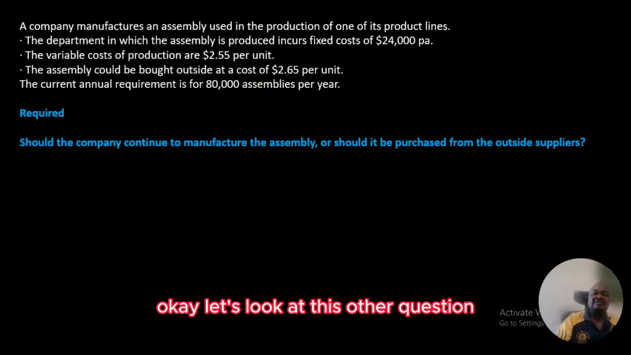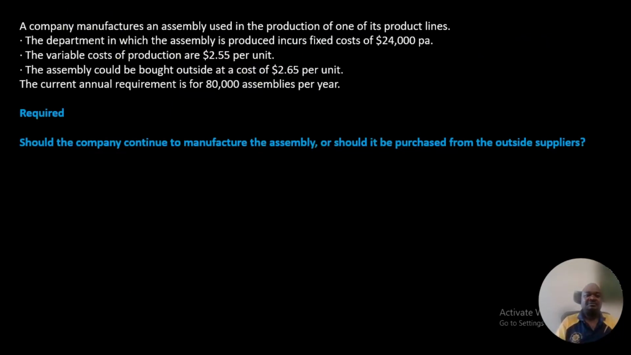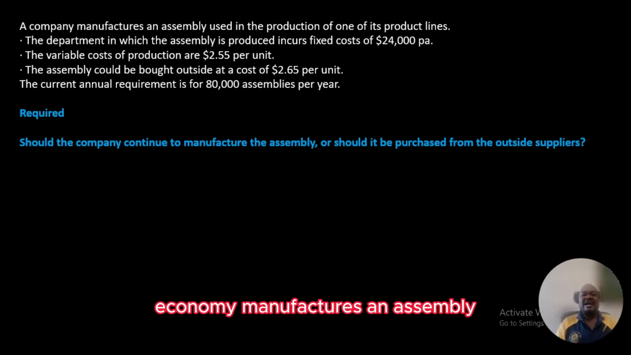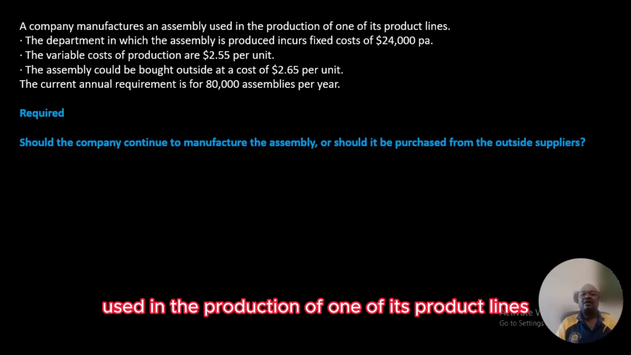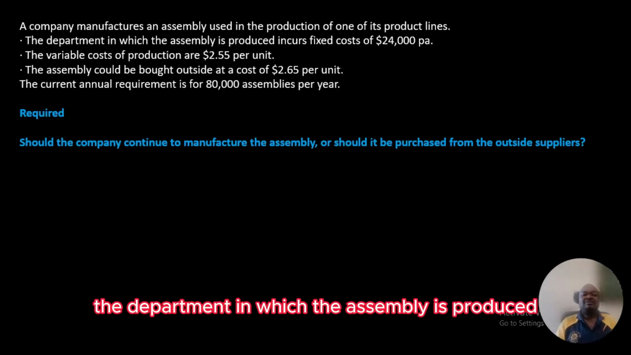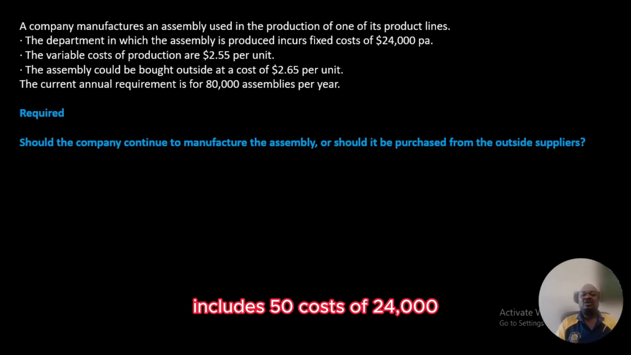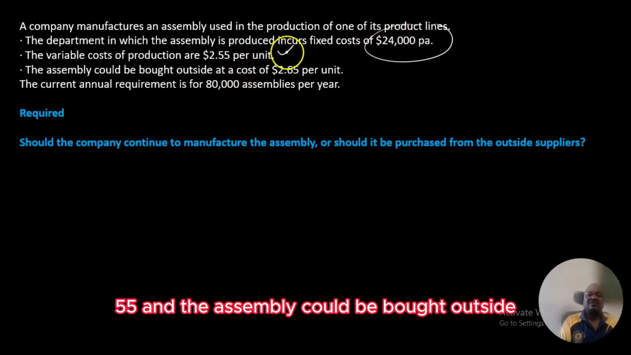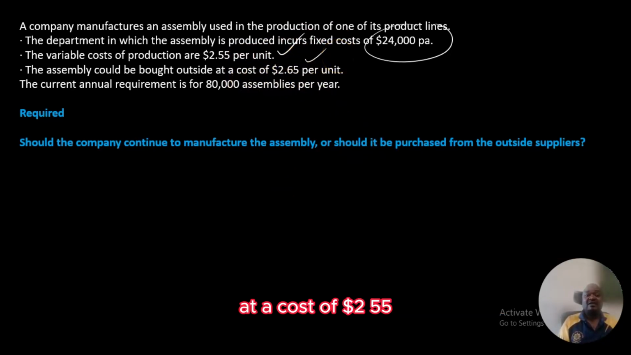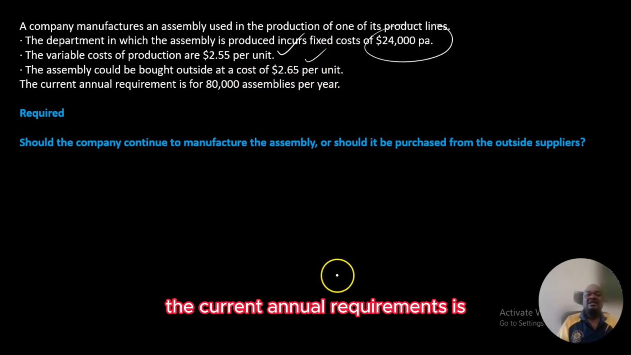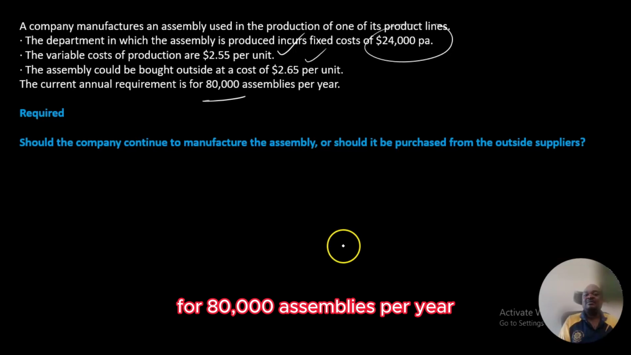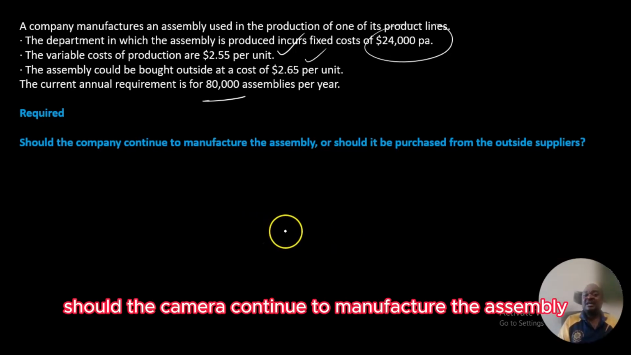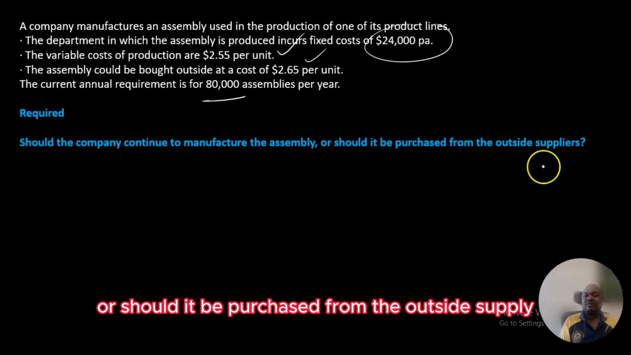Okay, let's look at this other question. A company manufactures an assembly used in the production of one of its product lines. The department in which the assembly is produced incurs fixed cost of 24,000. So these were the fixed costs. The variable costs of production are $2.55, and the assembly could be bought outside at a cost of $2.65. The current annual requirement is for 80,000 assemblies per year. Should the company continue to manufacture the assembly, or should it be purchased from the outside supplier?